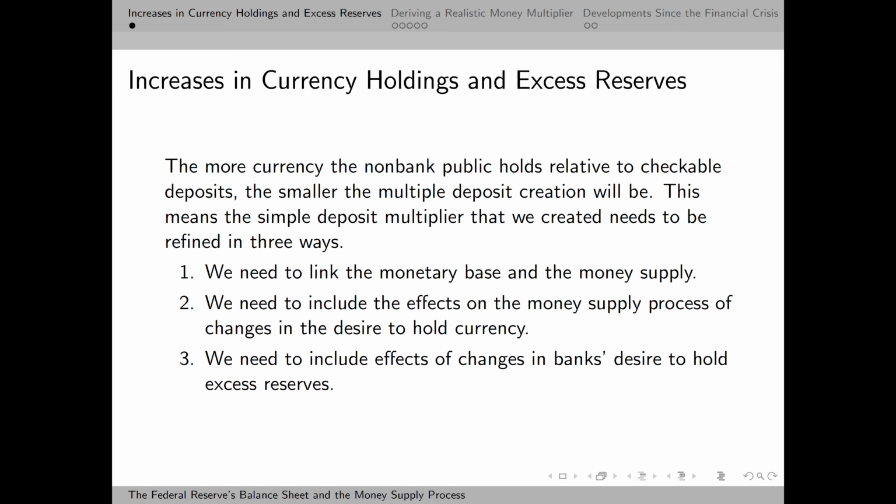In fact, all things considered, our simple deposit multiplier needs to be refined in three ways. First, we need to somehow link the monetary base and money supply together. Second, we need to include the effects on the money supply process of changes in the desire to hold currency, like the hypothetical. Third, we need to include the effect of changes in banks' desire to hold excess reserves instead of just loaning everything out.